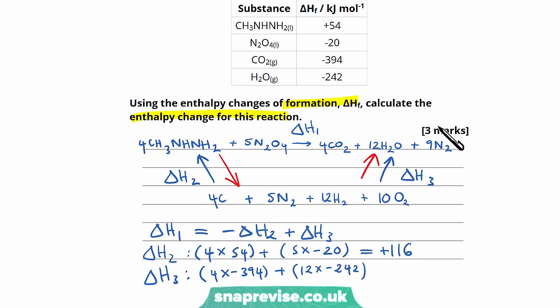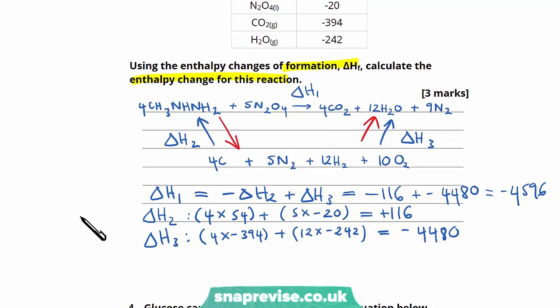Now you can see that we have 9 molecules of nitrogen. Now we're forming diatomic nitrogen from diatomic nitrogen, so there's no change going on here, and there's no enthalpy change of formation for that. So our delta H3 has a total of minus 4,480. Substituting those values back into our equation here, we can see that we need the negative value of delta H2, so minus 116, plus delta H3, so plus minus 4,480, giving us a total value of minus 4,596.